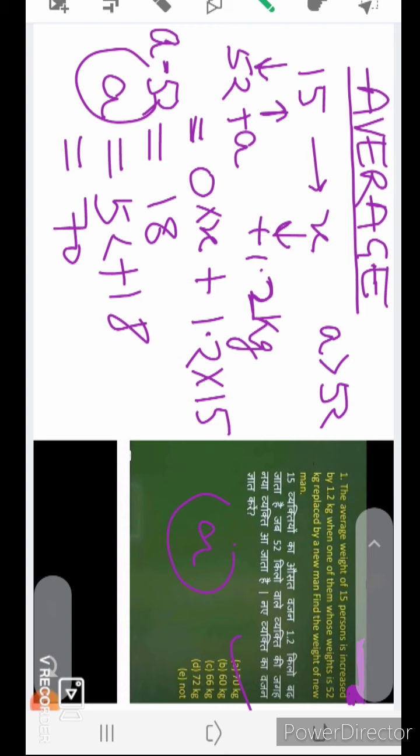Now come to the next question. In a cricket team of 11 players, one player weighing 55 kg is injured and his place is taken by a new player, due to which the average weight of the team is reduced by 150 gram. Find the weight of the new player. Here again the same approach we are going to apply. Here 11 players are there. Let's suppose their average weight is X. One player whose weight is 55 kg is injured. It means he is going out.